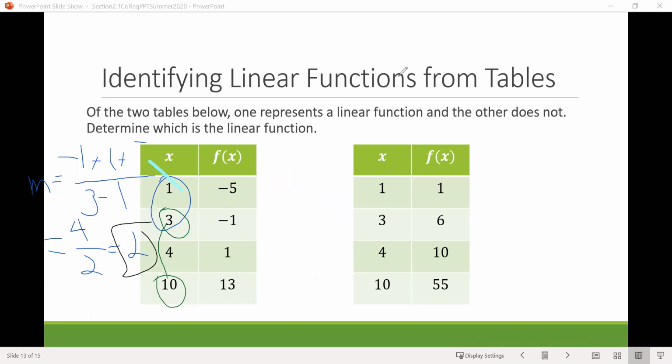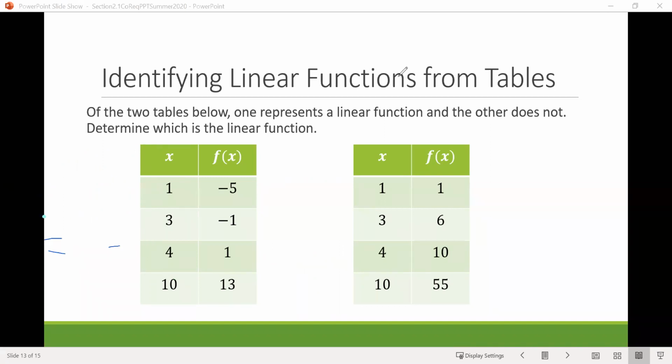Okay, so I'm going to write, after I get this all erased, linear function, question mark. Okay, so we think it's that one.